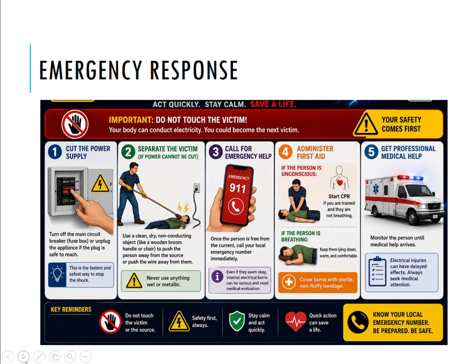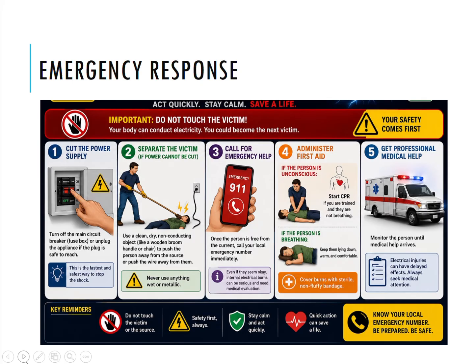And again, emergency response. In case you find someone who is being electrocuted, the first thing you need to do is not touch the victim. That is very important because your body can also conduct electricity. If you touch the person, you could become the next victim. So the first thing to do is to cut the power supply as soon as possible. If it is not possible to cut the power supply, you need to look for a way to separate the victim from the shock.